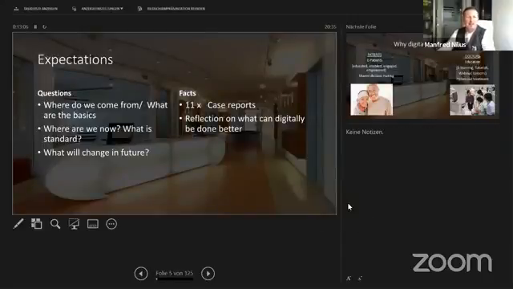I will give you some expectations. So where are we now in digitalization, and what is the standard now, and maybe some hints where we can go in future in our daily practice. And I will show you a case report, and then I will say maybe what can digital do better in this case, and I will do some reflections of what is better, or is it okay to do it like this.